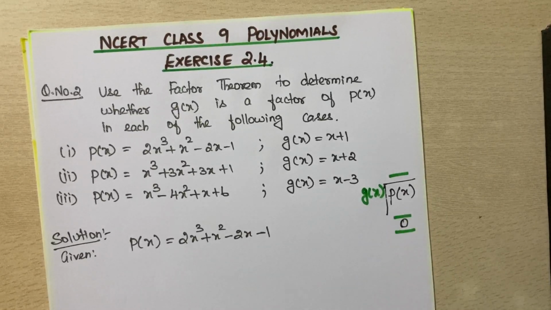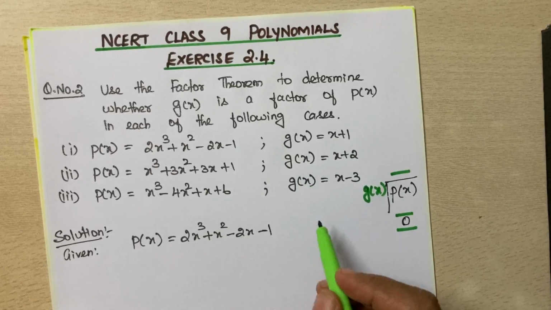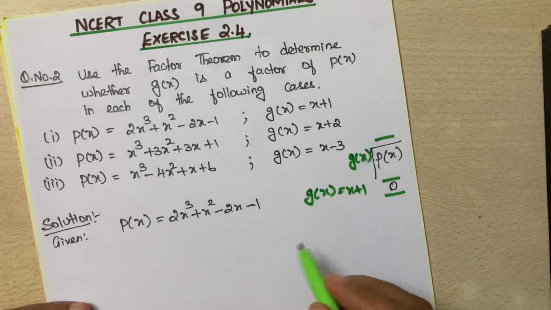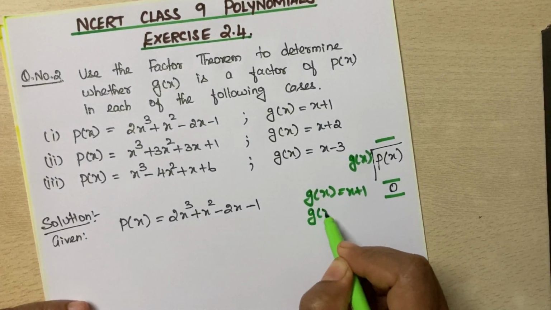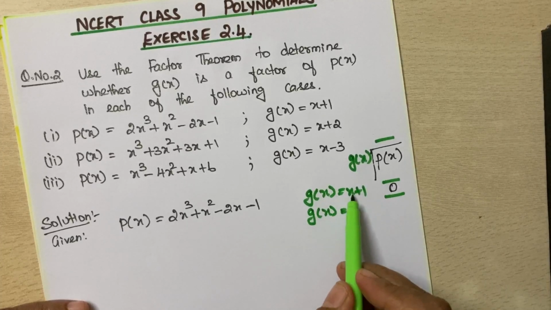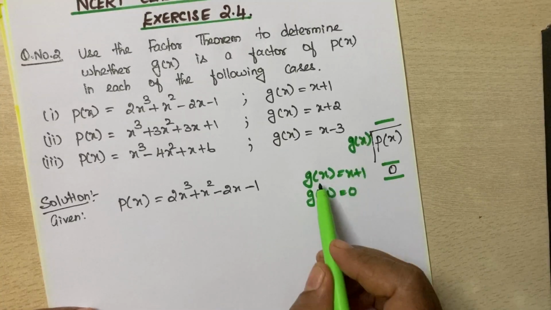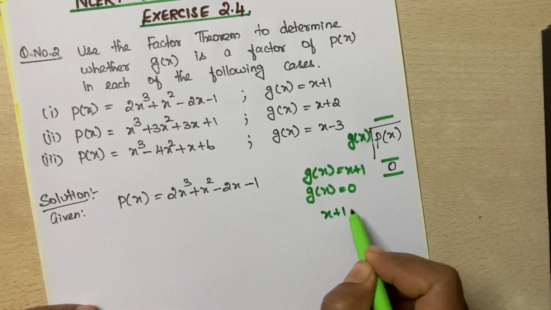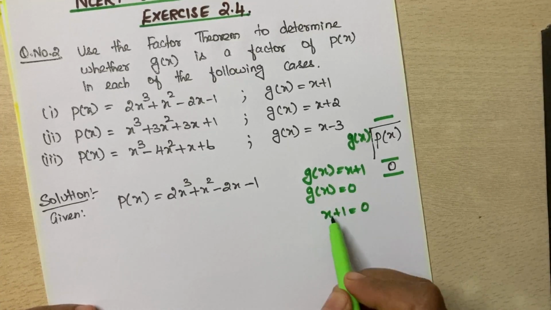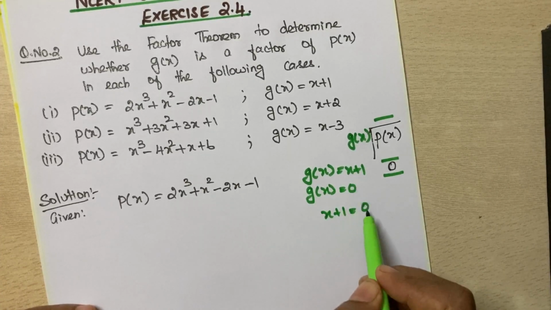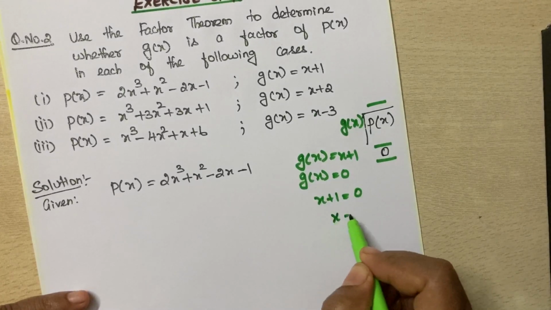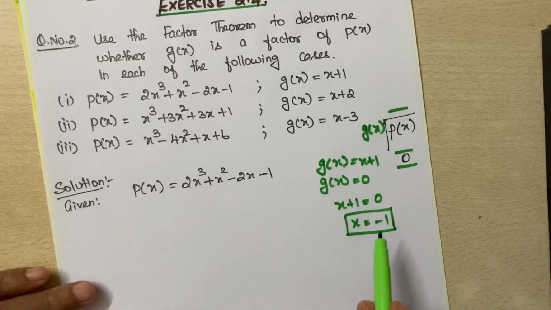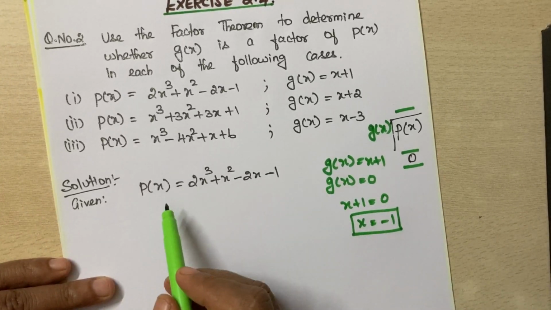Now let us start. P of x is this given polynomial, whereas g of x is given as x plus 1. Now what we are going to do is, we are going to equate g of x to 0. Why? Because we need to get the x value. So when LHS are same, which means RHS is also same, x plus 1 is equal to 0. Now find x value. X is equal to plus 1 becomes minus 1. This is x value.